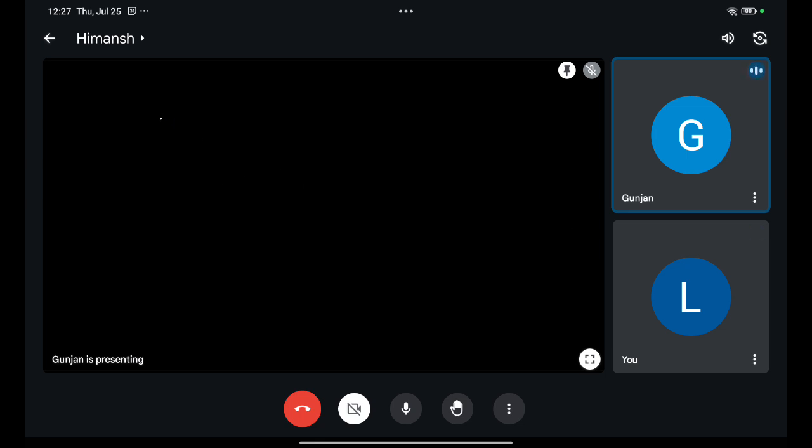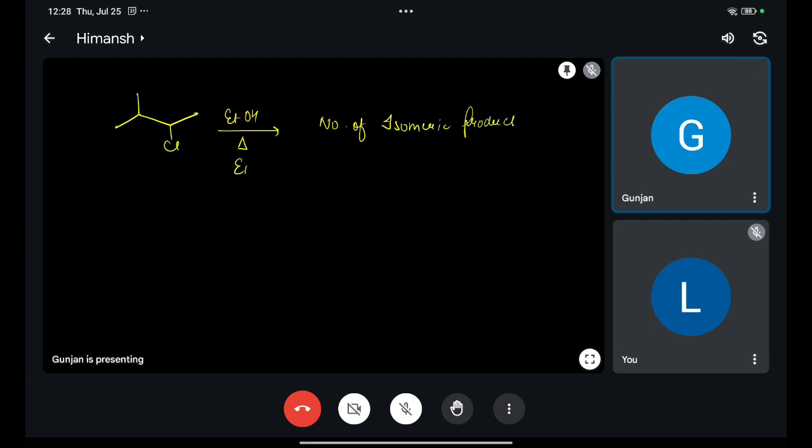Let's continue with the content. Let's say this reaction is doing E1 mechanism. So how many products are possible? Number of isomeric products, that's the question. So you will remove the Cl out and you will get a carbocation.